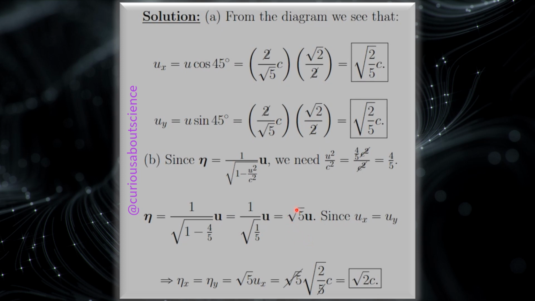So we get a root 5 u, and since ux equals uy, the proper velocity components eta x, eta y are equal to root 5 ux. With ux being the square root of 2 over 5 times c, the root 5's cancel, and we're left with root 2 c. So you kind of see we get these definitions over and over again. This setup is not too bad. What we're going to have to do next is kind of messy, so let's bear in mind all we have here and keep good bookkeeping, so to speak.